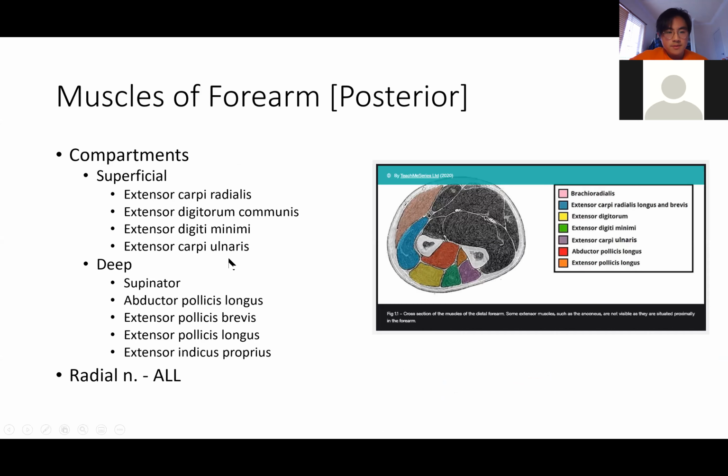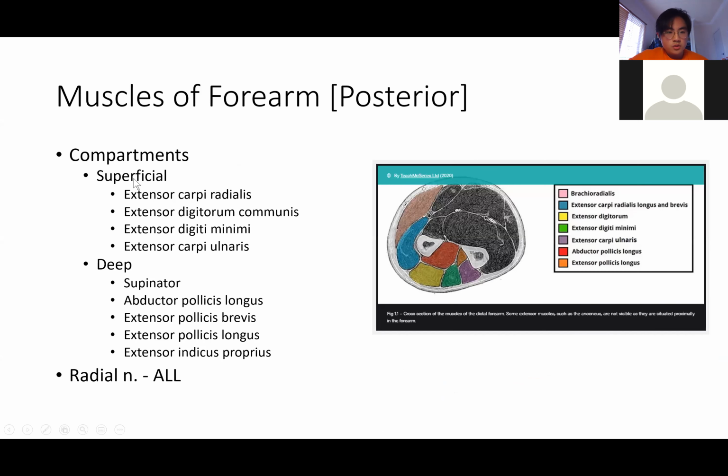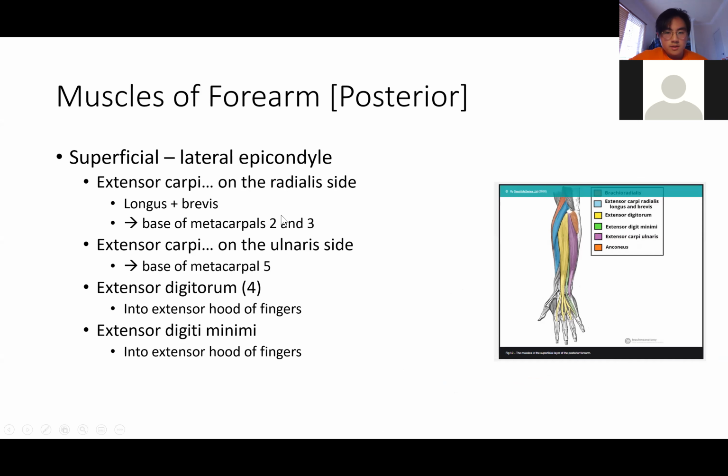Now, the posterior compartment, right, it's all done by the radial nerve. We've got superficial and deep compartments. Okay. So superficial all originate from the lateral epicondyle. Now, we've got extensor carpi radialis and extensor carpi ulnaris, right? So we've had flexor carpi radialis and flexor carpi ulnaris before. Now we have extensor carpi radialis and extensor carpi ulnaris.